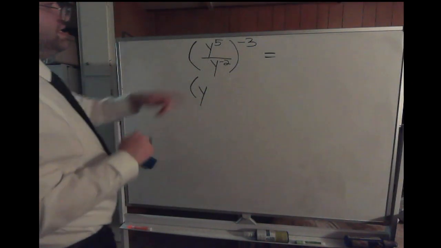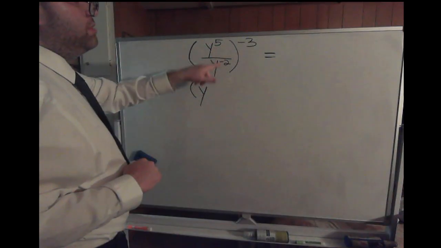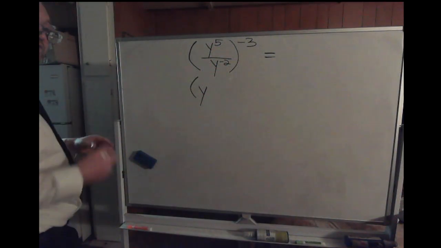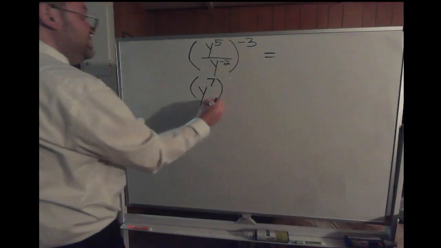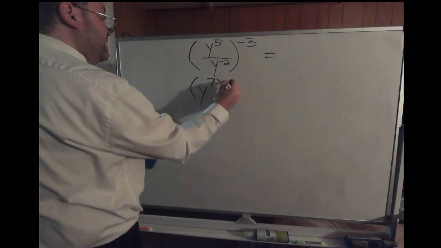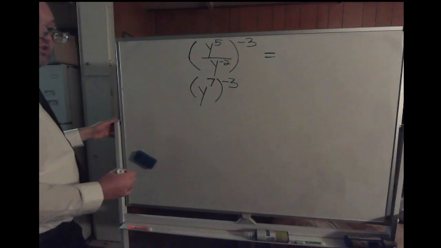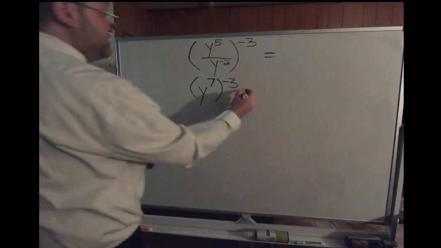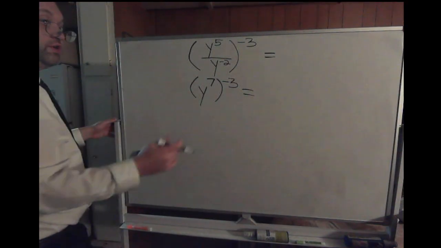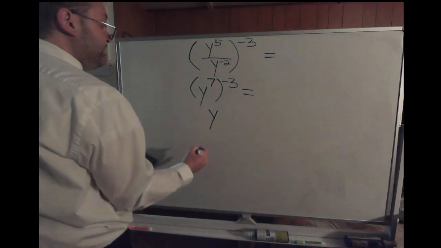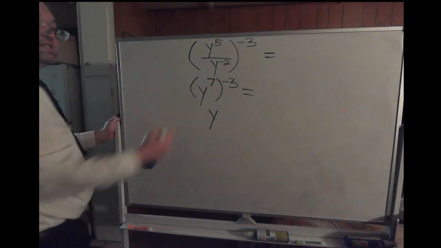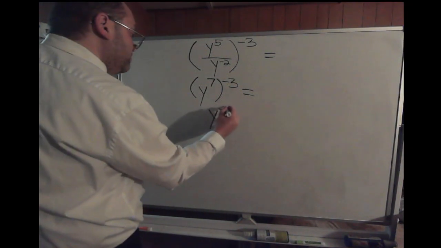Since it's division, you'll take 5 minus negative 2, which turns into 5 plus 2, which would be 7. So now you have y to the 7th, that whole quantity to the negative 3rd power. Since we have a power to a power, you multiply the powers. Keep your base y. You have y to the 7 times negative 3, that would turn into y to the negative 21st.